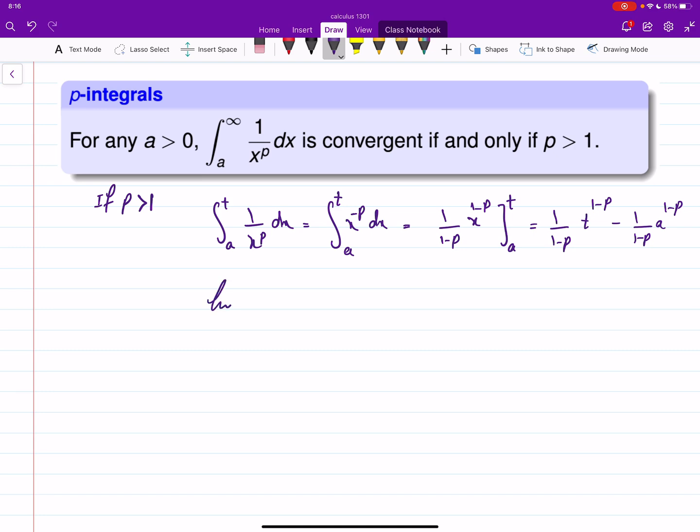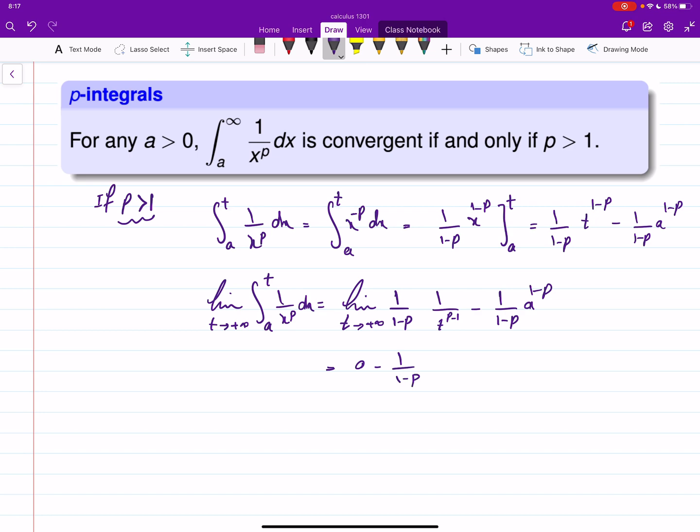So if we find the limit of this as t goes to plus infinity, we are basically trying to find the limit of t to the power 1 minus p. Since p is bigger than 1, I can write this in the denominator, where it is going to be a positive power as t goes to plus infinity. So this will be 1 over t to the power of a positive number. I assume that p is bigger than 1. Then 1 over plus infinity gives me 0, leaving minus 1 over 1 minus p times a to the power 1 minus p. And you see that this is convergent. So if p is bigger than 1, then the integral is convergent.